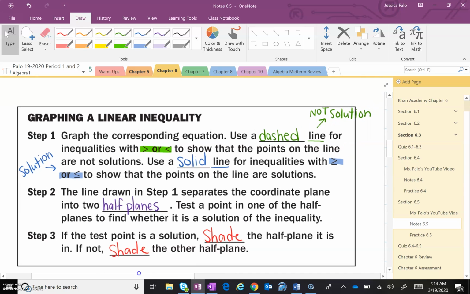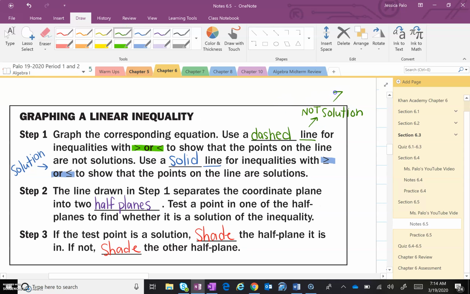These are the steps for graphing a linear inequality. Step 1 would be to graph the corresponding equation. We are going to use a dashed line for inequalities that are greater than or less than. Remember, I mentioned the dashed line is similar to an open circle. And you know when you're graphing on a number line, that open circle means that value is not a solution of the inequality. The same applies to the dashed line. All the values that fall on that line are not solutions, just like the open circle.